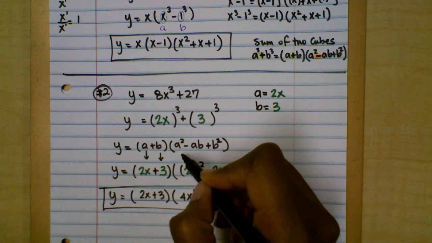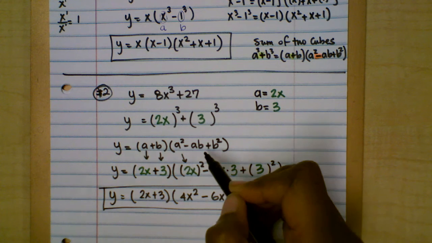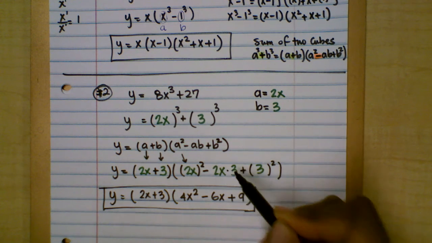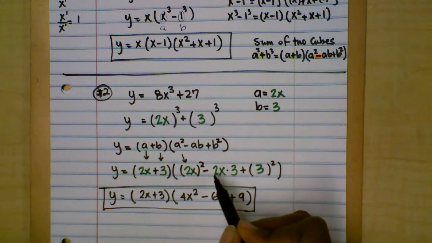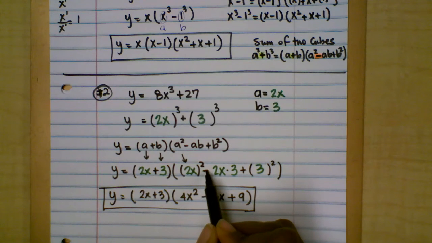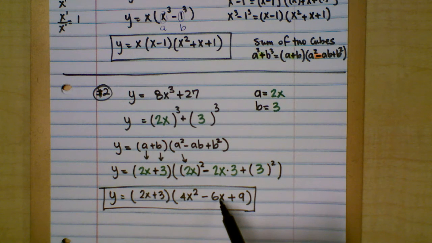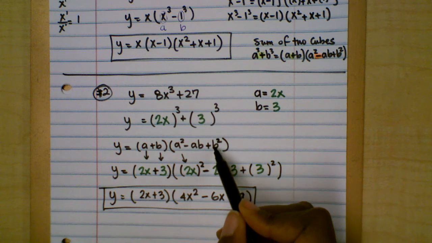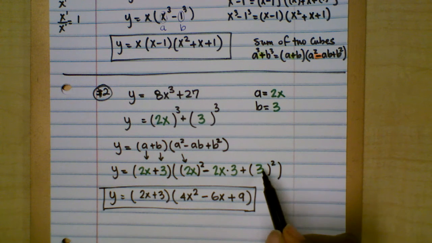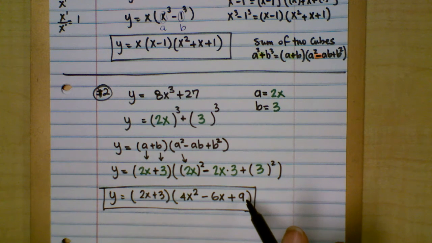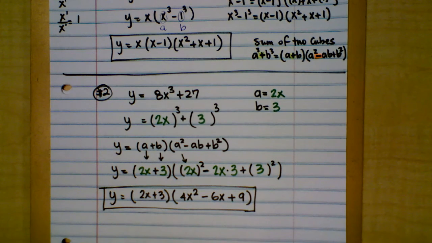And now what is A times B? A is 2x and B is 3. Remember, the formula has a minus here. So 2x times 3 becomes 6x. And what is B squared? Again, B is 3, and 3 squared is 9. And that's the final factored form.